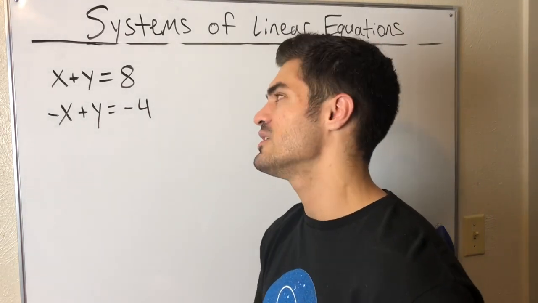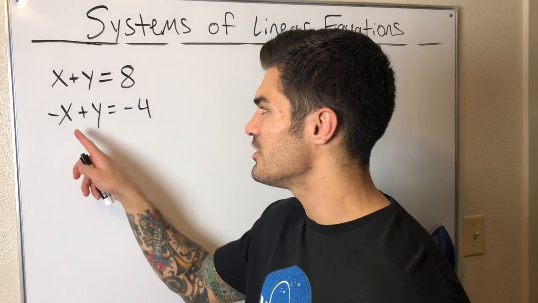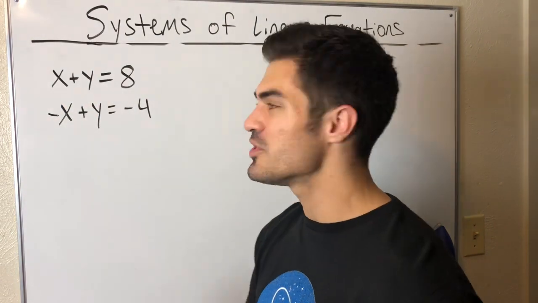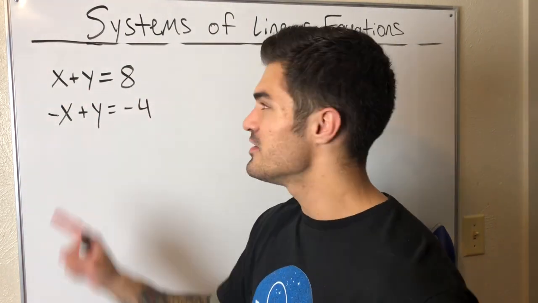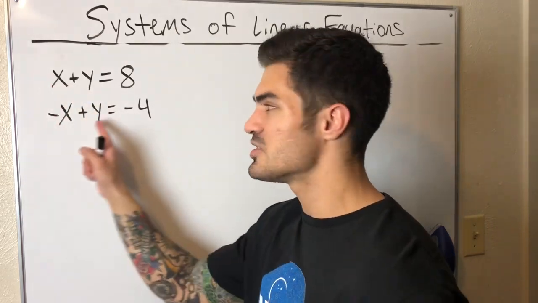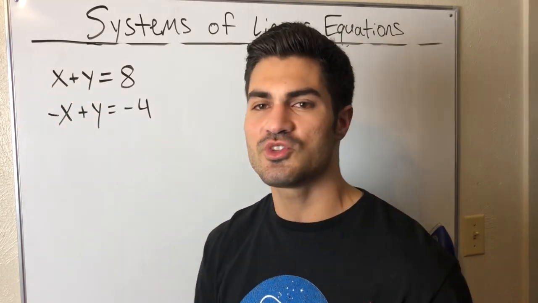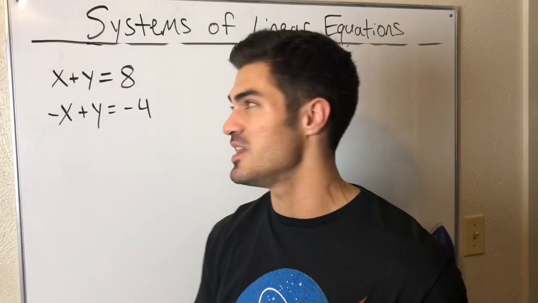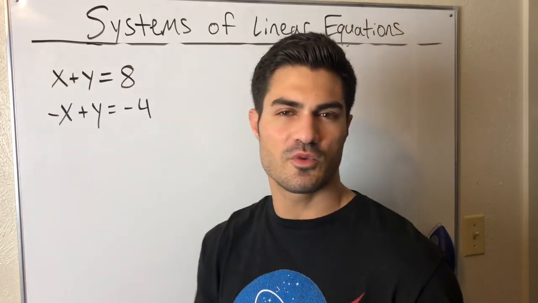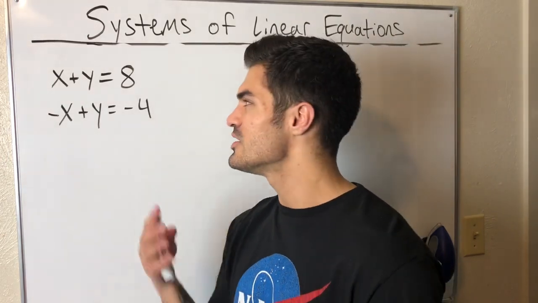Another way to think of it is I need to find a number that I can plug in for both these x's and a number that I can plug in for both these y's that make this a true statement and this a true statement. And what I mean by a true statement is something like 8 equals 8, -4 equals -4, something like that. That's a true statement. So how do I do this?